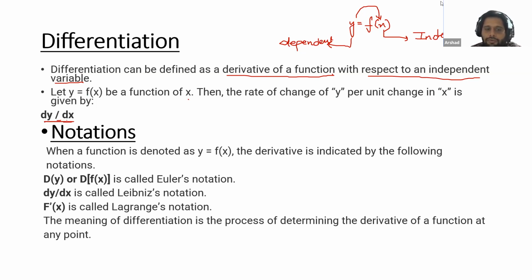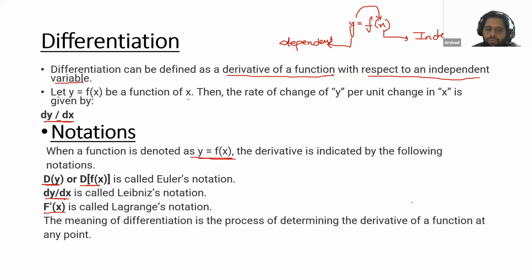Next is notation. When a function is denoted as y is equal to f(x), then its derivative is indicated by the following. You can write it like this. This means the derivative of y, like this also. Okay, dy by dx also, f dash x also.